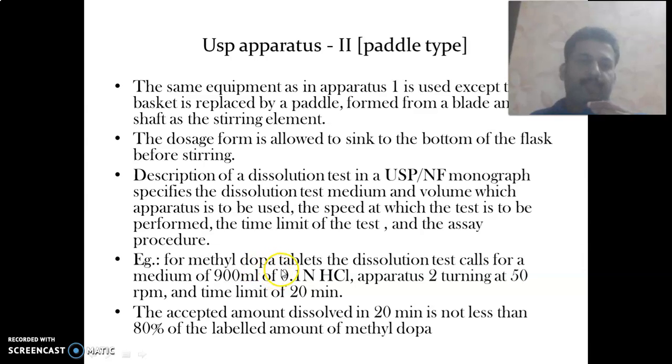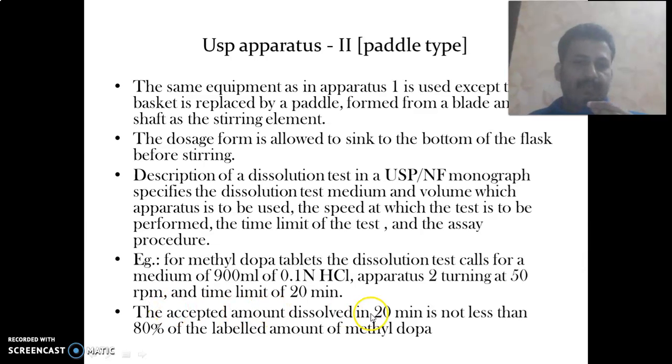So that means for dissolution testing of methyldopa tablets, you take apparatus 2, and the dissolution medium to be used is 1 normal hydrochloric acid. The volume is 900 ml, the revolutions per minute should be 50, and the time limit should be 20 minutes. So you have to conduct the test for 20 minutes.